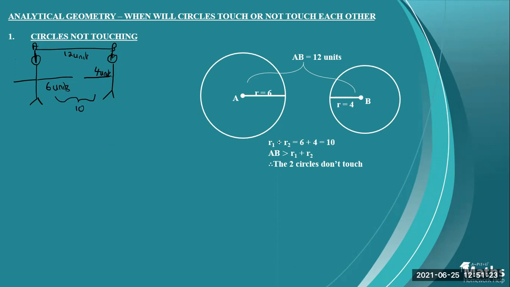So in a mathematical manner, we say the distance from A to B is greater than the radius of the first one plus the radius of the second one, and therefore the circles won't touch each other. So this then would be the distance from A to B, which is 12 units. And this radius 1 plus radius 2 will only be 10.